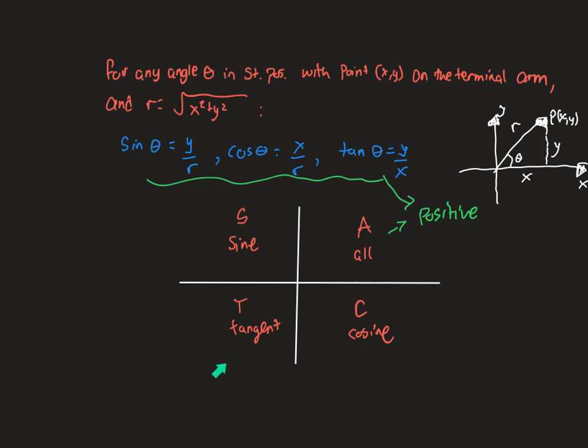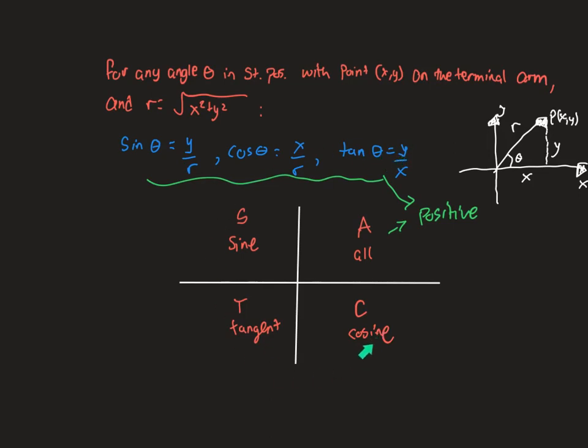Next up, you have the third quadrant where only tangent is positive. Once again, this makes sense because you're going to have a negative x and a negative y, which means over here you're always going to have a negative divided by a positive, a negative divided by a positive, negative divided by a negative, which will give you a positive.